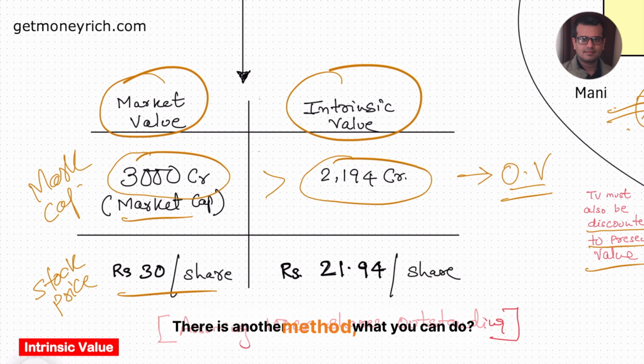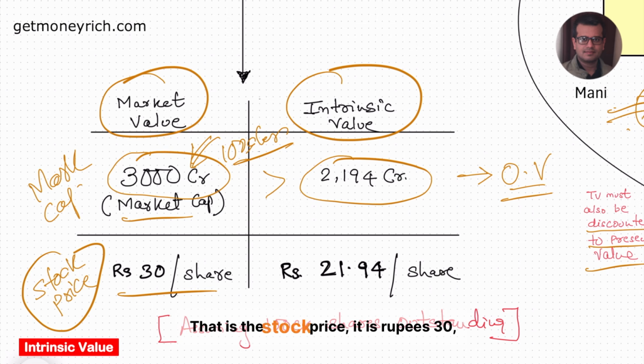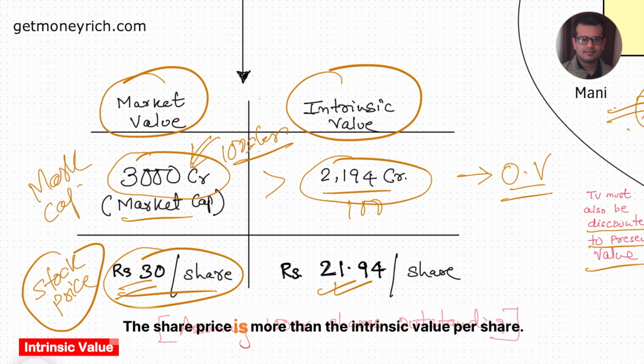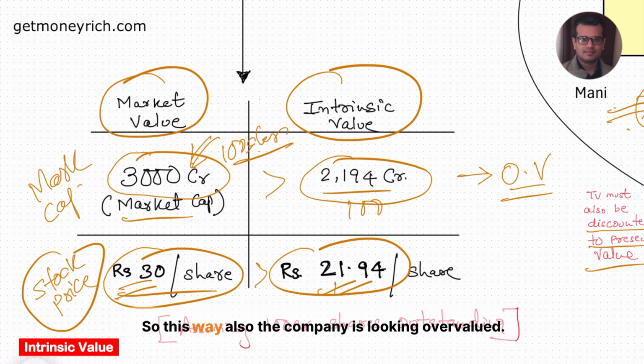There is another method. Suppose this stock has 100 crore shares outstanding in the market. So what will be the market value per share? That is the stock price. It is rupees 30. Dividing the intrinsic value by 100, because the number of shares outstanding was 100, what we will get is 21.94. The share price is more than the intrinsic value per share. So this way also the company is looking overvalued.